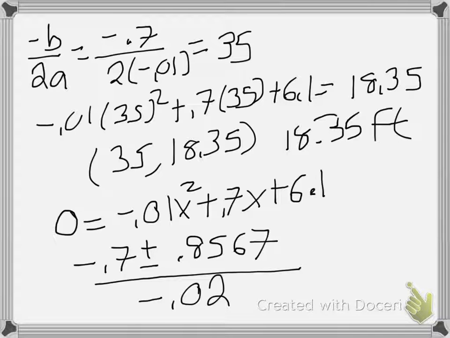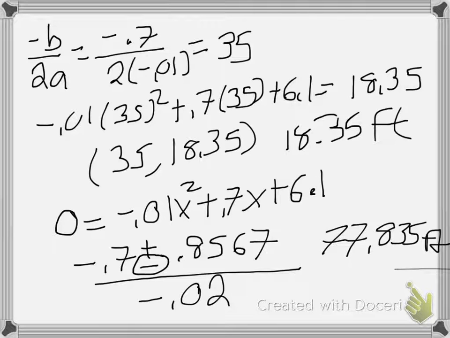Now you've got to be careful, okay? Because we don't want a negative distance. So if you think about it, if I do negative 0.7 plus 0.8567, that's going to be positive, and then I'm going to divide by a negative. That's not what I want. So I'm just going to worry about the negative. So if I do negative 0.7 minus 0.8567 and divide it by negative 0.02, I end up coming up with 77.835 feet.